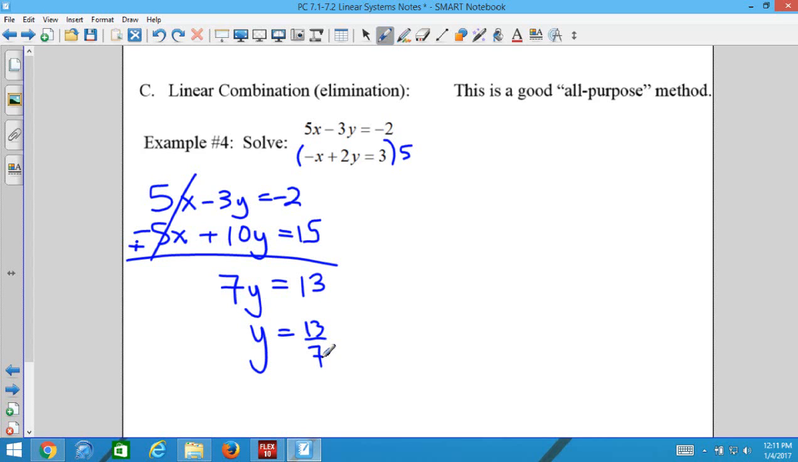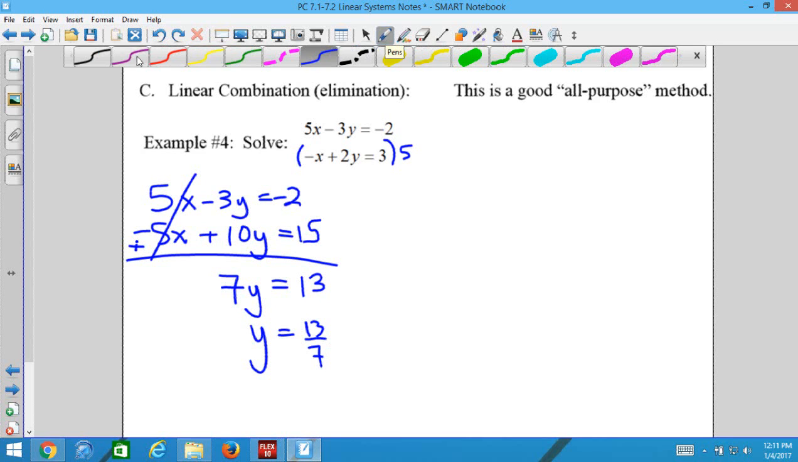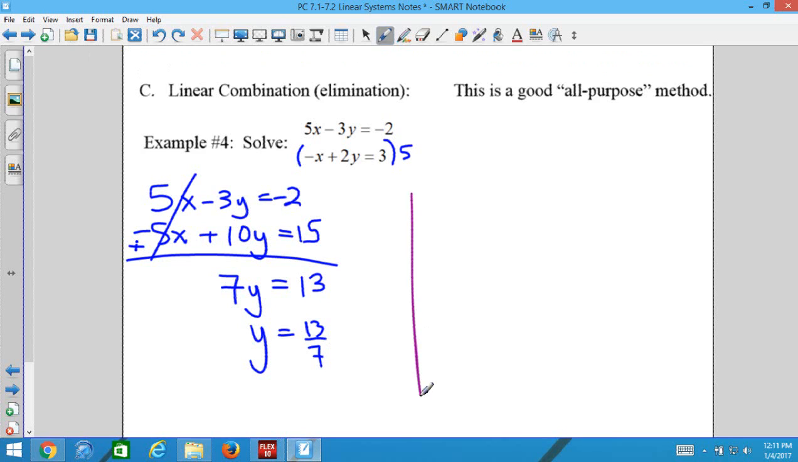Or you could also do elimination a second time, which is what I'm going to demonstrate. But you can do it either way. You can plug that 13 sevenths in to find y, or we can just eliminate to find x's. I said the wrong thing. Eliminate the y's to find the x's. If I'm going to eliminate the y's, I need to make them both into 6's. So I'm going to take this top one and multiply it by 2, and the bottom one by 3.